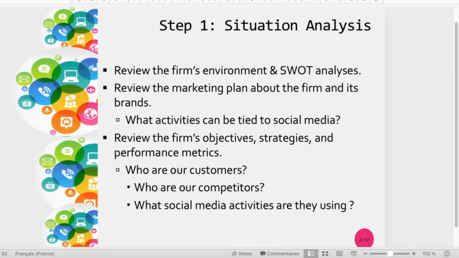So the situation analysis is an analysis of what you have done in the past and what competitors are doing in terms of social media marketing, what you will want to do in terms of social media marketing, who are your customers, what is the profile of them, and what objectives have to be fixed, and what performance metrics should be fixed. So this is step one.